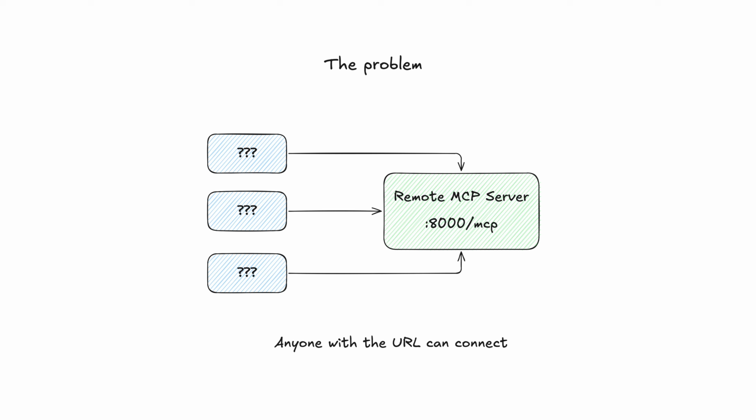Hello everyone. In the last episode, we've built a remote MCP server using streamable HTTP transport. It works great. Multiple clients can connect and share state. But there is a problem. Right now, anyone who knows the URL can connect to our server. There is no authentication, no protection, it's wide open. Today, we are going to fix that by adding token authentication.